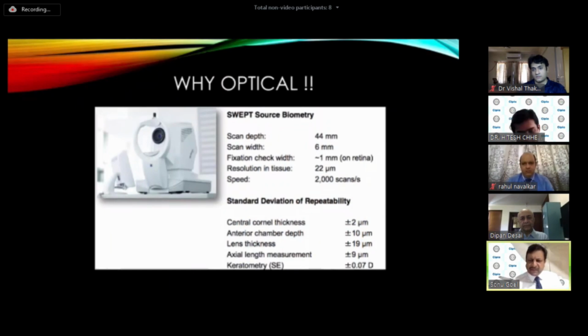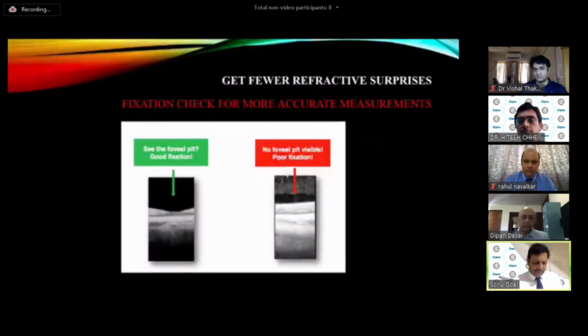The anterior chamber depth is plus minus 10 microns. The axial length boils down to plus minus 9 microns, and the keratometry is plus minus 0.7. So that basically speaks of the accuracy with which these equipments work. You can always have the fixation check for more accurate measurements, and you can always see the foveal pit. And if you don't see a foveal pit, that means there is a poor fixation.